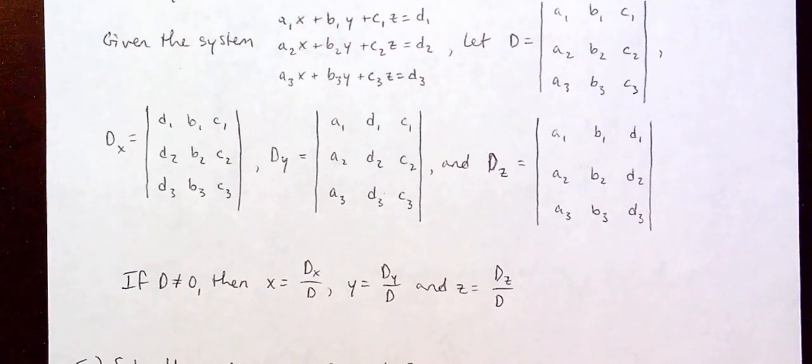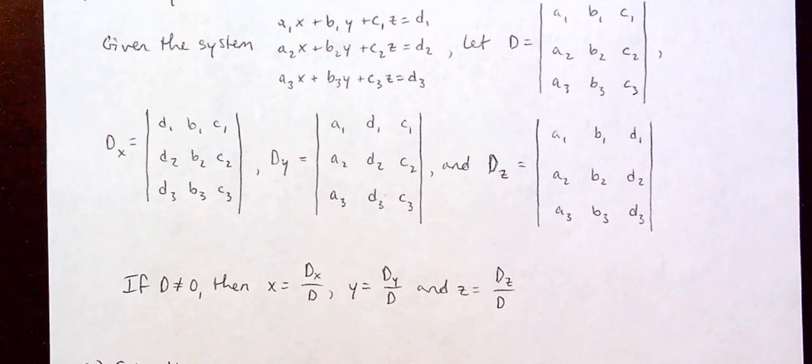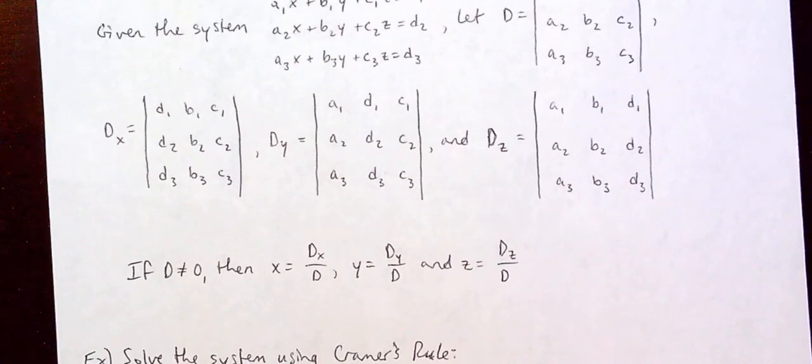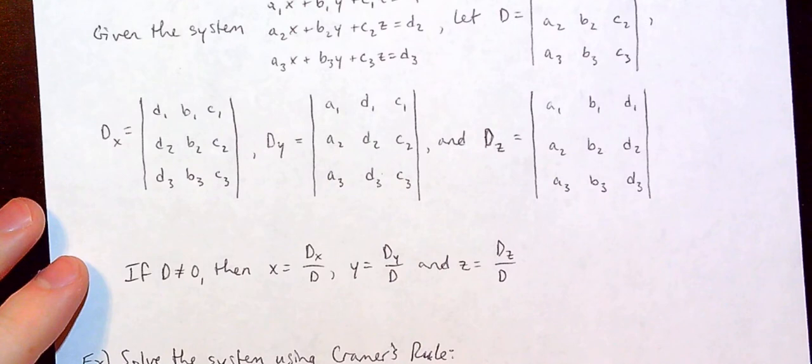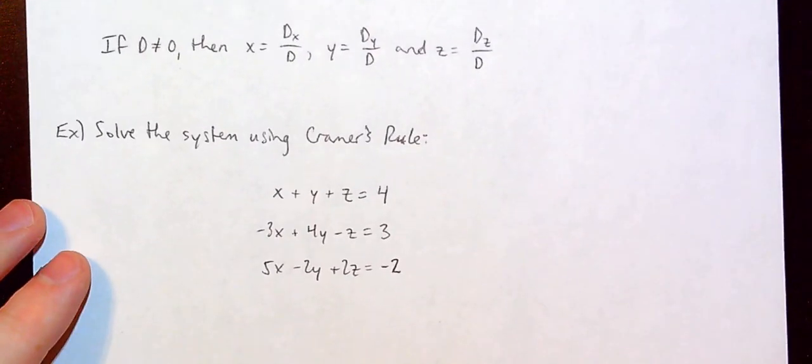So once you've found all those things, as long as capital D is not equal to 0, then x is d sub x over d, y is d sub y over d, and z is d sub z over d. So very similar formulas. They are the same. It's just kicked up a notch because we have one more equation and one more variable involved in here. So we just have some, unfortunately, slightly tedious calculations that we have to do here.